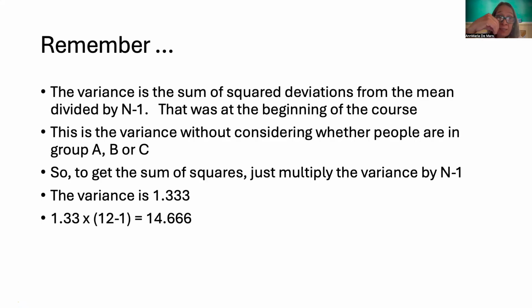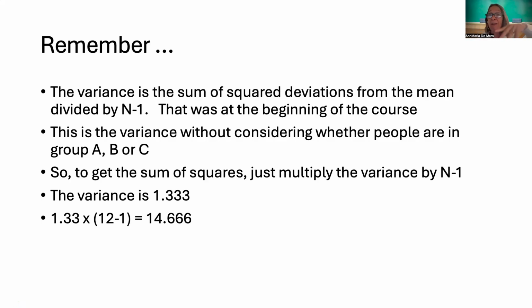Remember, the variance, also from the first week, the variance is the sum of squared deviations from the mean divided by n minus 1. We covered that at the beginning of the course. So this is the variance without considering whether the people are in group A, B, or C. It's just the total variance. So to get the sum of squares, just multiply the variance by n minus 1. So just multiply it back.